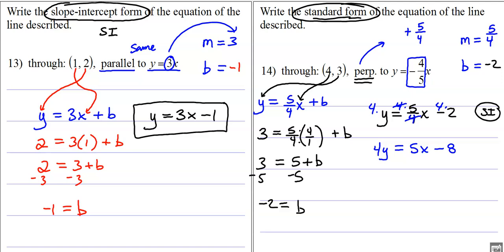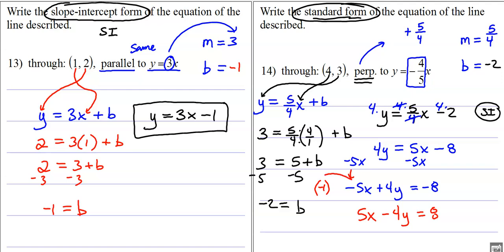Next thing we have to do is get x and y on the same side. So let's subtract the 5x from both sides. That gives me negative 5x plus 4y equals negative 8. And then rule number 3 for standard form: I'm not allowed to have this negative coefficient in front of x. So I need to multiply this entire equation by negative 1, which basically just changes everybody's signs. Each term gets multiplied by that negative 1. It's kind of like you're distributing all the way through. Final answer, 5x minus 4y equals 8.